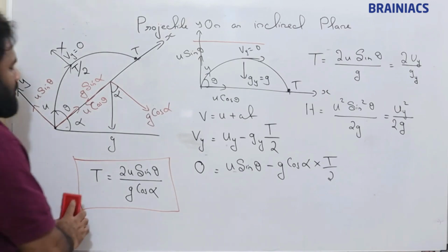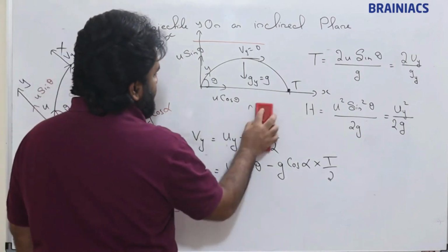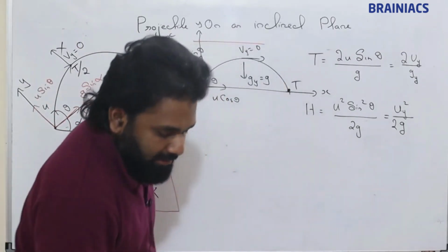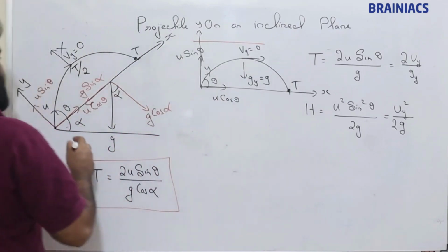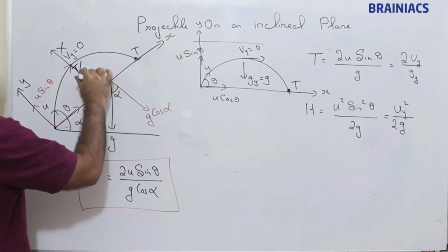Okay, done. Now time of flight is done. So I am erasing this. Okay, next thing, we need to find the maximum height. So maximum height is this height. This height is the maximum height.